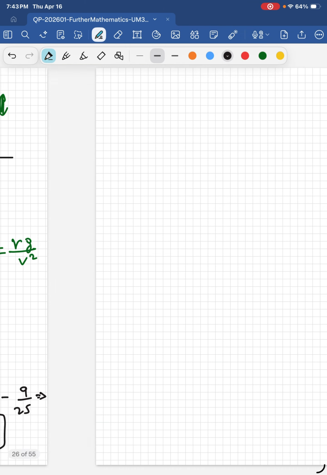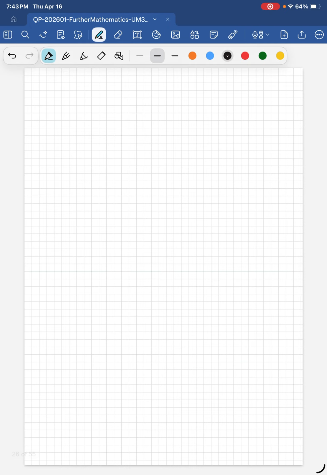Okay, let's change the page. So the tangent of theta is simply sine of theta over cosine of theta. The sine of theta is 3 over 5 and then over 4 over 5, right? So the 5 cancels. So we have 3 over 4 is the tangent of theta.